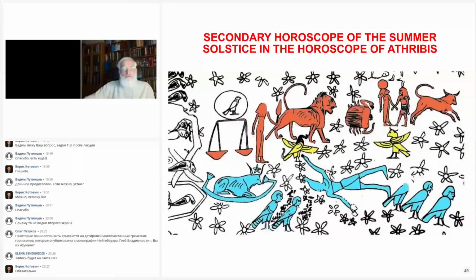In blue, the secondary horoscope of the summer solstice is shown in the horoscope of Athribis. It is evident that it is summer. Here is a figure with a raised arm, meaning the summer solstice. Some 5 planets are nearby. Accordingly, all options are considered. An event where 5 planets gather in a secondary horoscope does not always happen. It is a rare occurrence for all 5 planets to gather near the Sun. Therefore, all this is calculated.